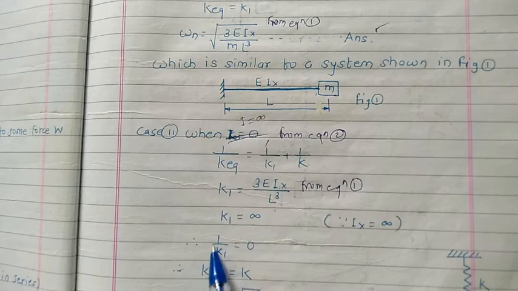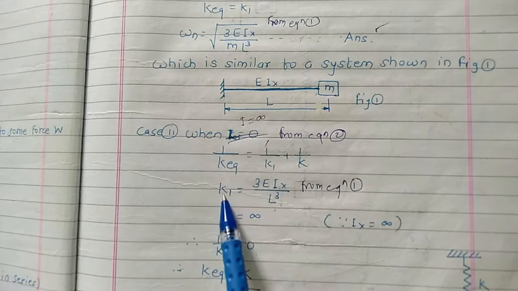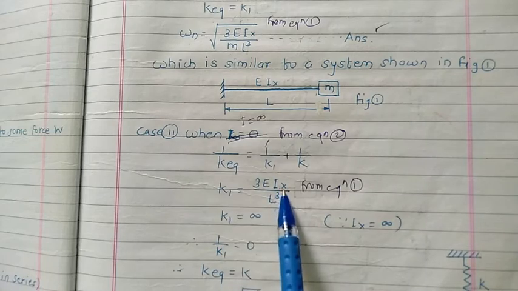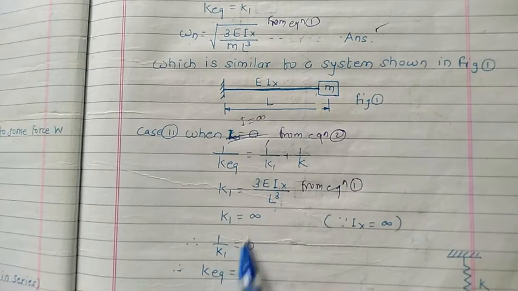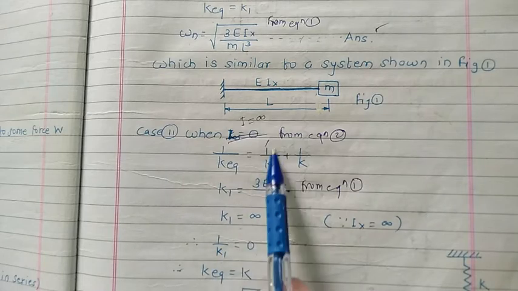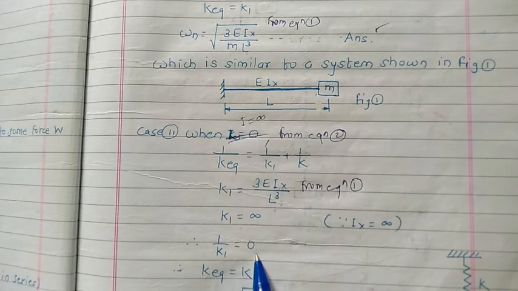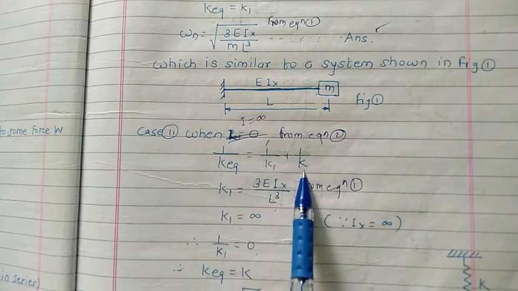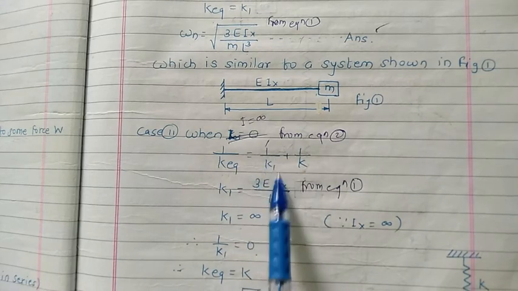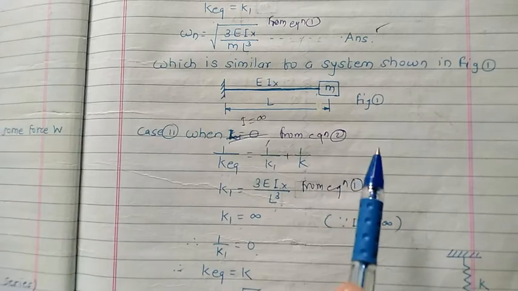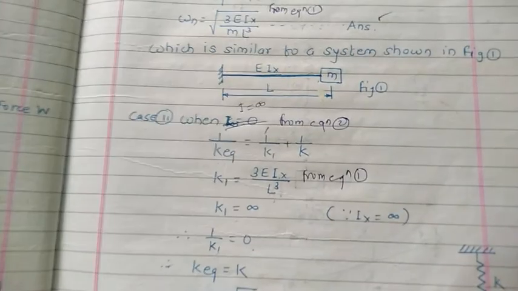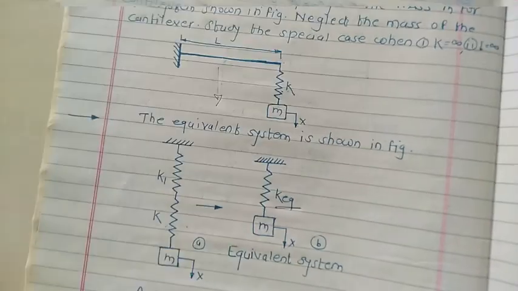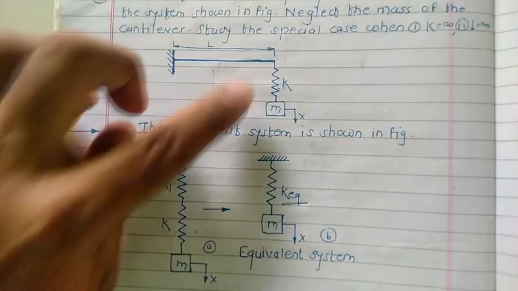So 1 upon k1, when ix becomes infinity, means k1 becomes infinity. So k1 infinity means 1 upon k1 is 0. So straightforward, what do we get here? This becomes 0, so k equivalent equals k. When k equivalent becomes k, it means k1 does not exist in the system. Only the spring mass system exists.